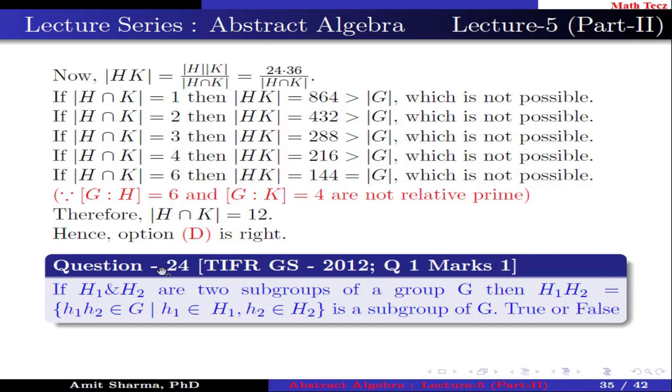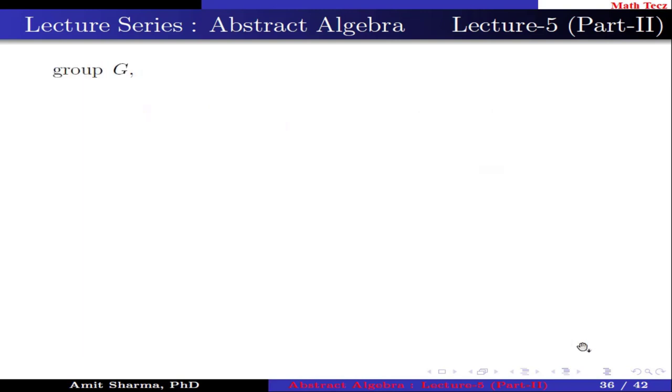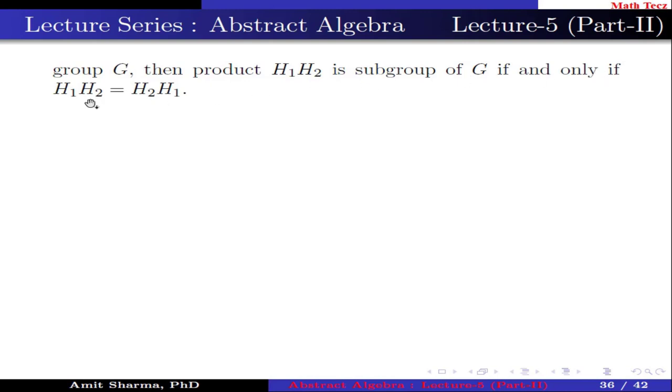Question number 24. This question was asked in the TIFR exam in 2012. If H1 and H2 are two subgroups of a group G, then H1H2, defined as the set of h1h2 such that h1 belongs to H1 and h2 belongs to H2, is a subgroup of G. True or false? We know that if H1 and H2 are two subgroups of a group G, then the product H1H2 is a subgroup of G if and only if H1H2 equals H2H1. Hence, this statement is false.